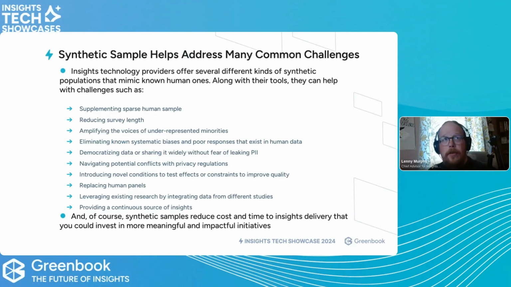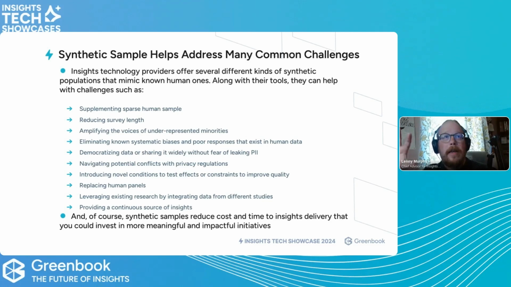It certainly has use cases. It can supplement when there's sparse human samples. So if we have hard to reach populations, then it certainly can help augment that. It can reduce survey length. We only have to ask the questions we don't have the answers to.